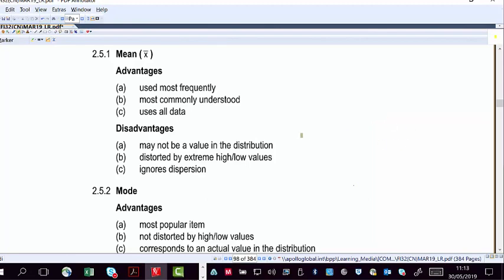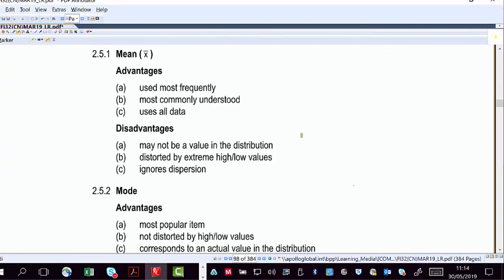The downside of it is it may not be a value in the distribution. What we mean by that is that the average item may not be an actual item. For example, when we calculated the average mileage from all of the drivers, it dropped out at 9,347.5. We said that was the average of the 1,600 cars that we had recorded the data for. But that 9,347.5 might not be the actual mileage driven by any of those drivers.